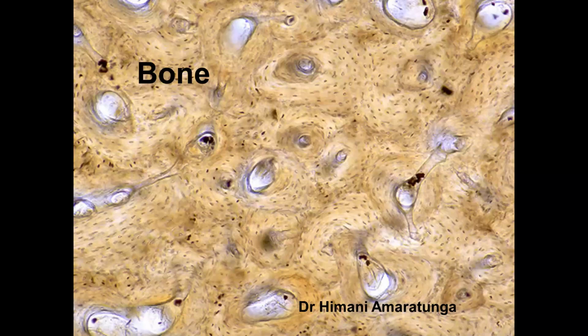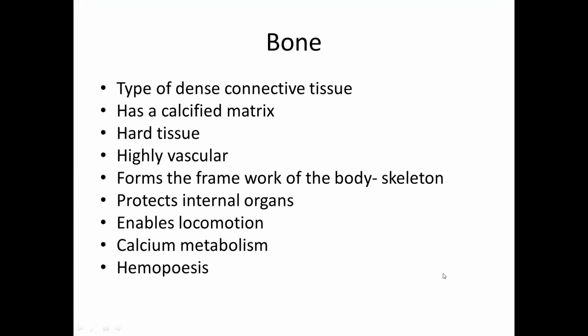In this lecture, we will learn about the structure of bone. Bone is again a type of connective tissue. It is quite dense. It has a calcified matrix and therefore it is a hard tissue. If you want to feel the hardness of the bone, touch your forehead. Bone is also highly vascular, unlike cartilage.